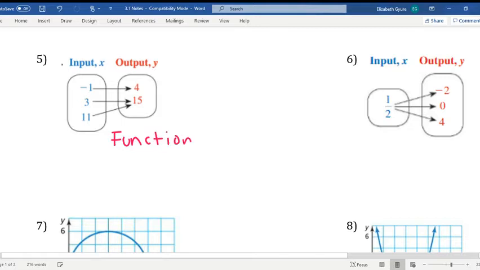And then what's our reason we can say when it's a function? You can look. Yeah, every input has one output. Good. And you can always say that if it's a situation where you're given values, like points or a t-chart or something.